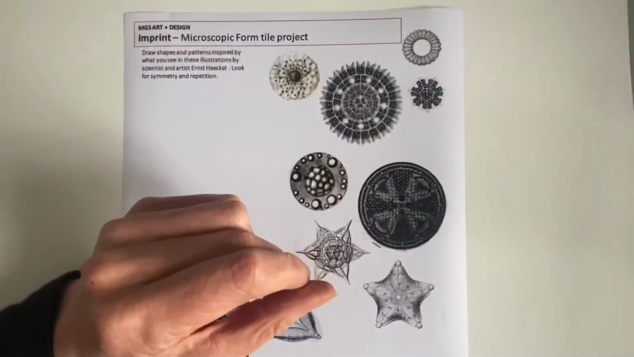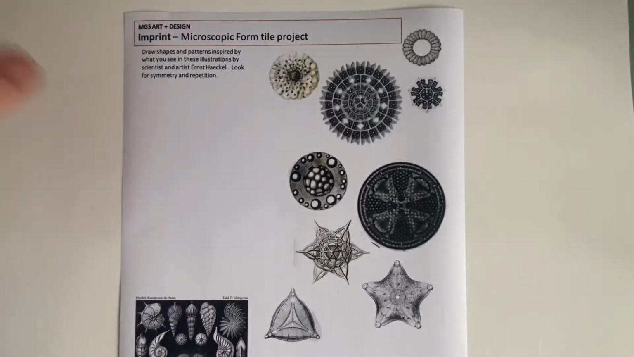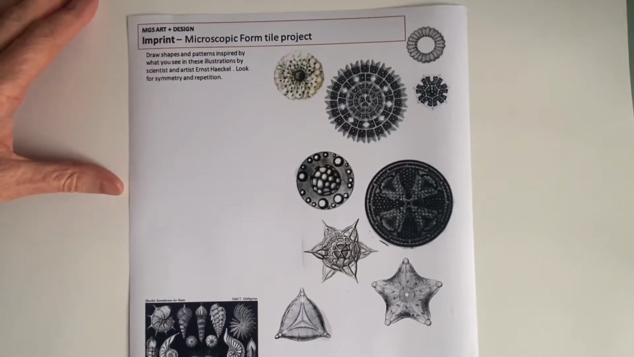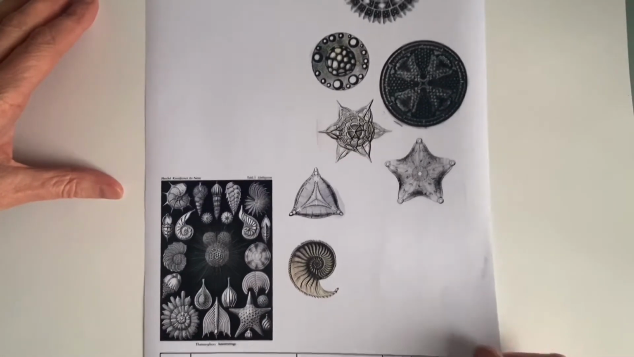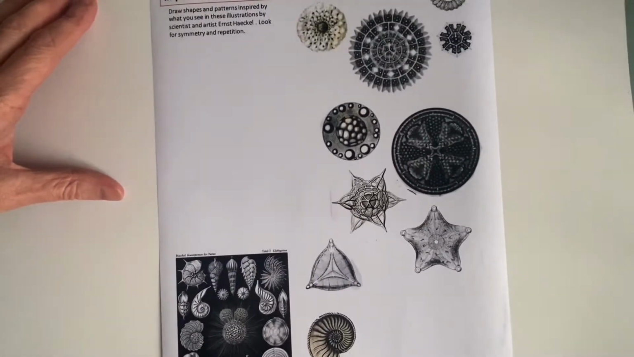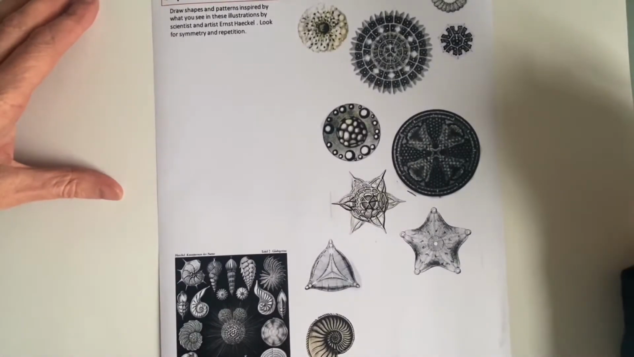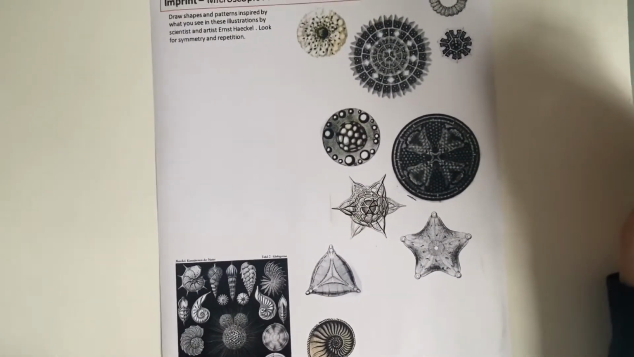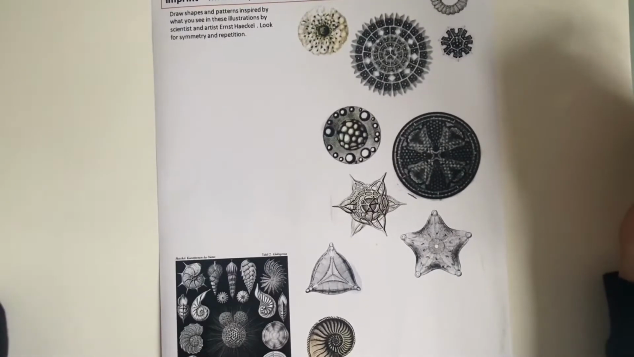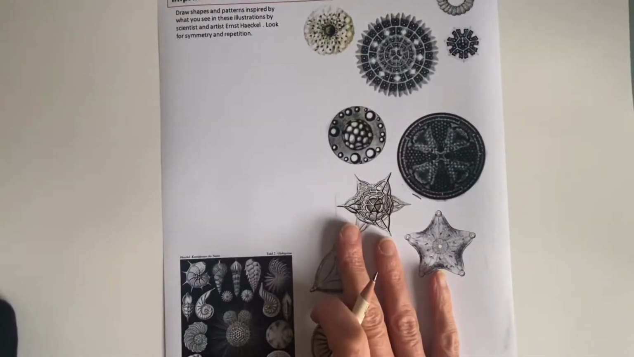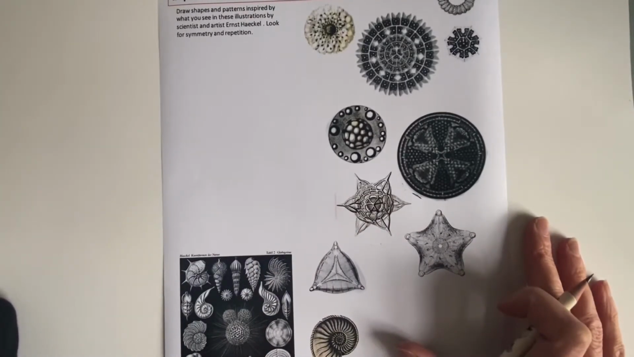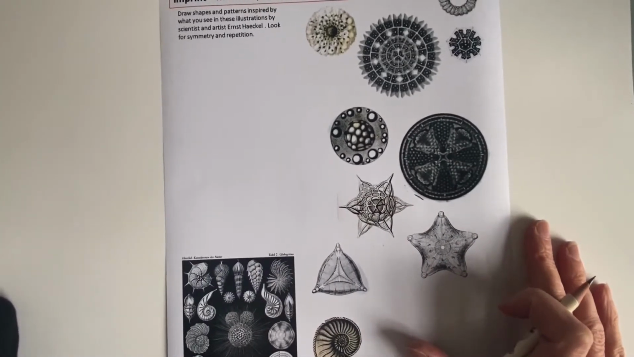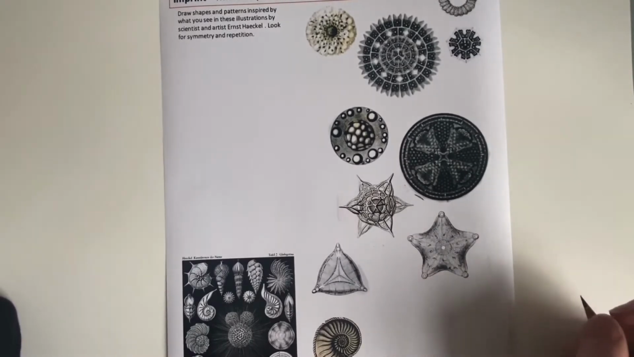Now to do this, you're going to have to go through several stages, and the starting point is to look at the work of Ernst Haeckel. On this sheet, Miss Taylor has selected a range of images for us by Haeckel. Now he was a scientist and illustrator. He was known for his zoology work and drawing from specimens. He was interested in evolutionary theories and he promoted Charles Darwin's work in Germany at the time. He lived from 1834 until 1919.